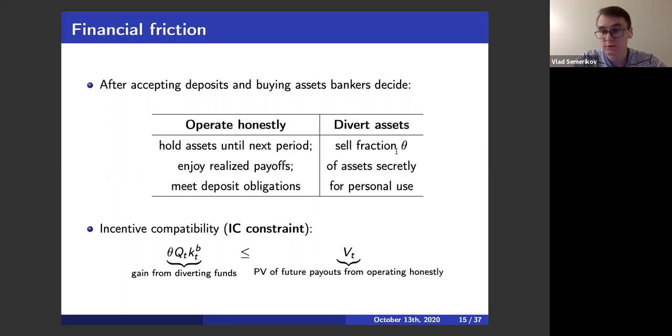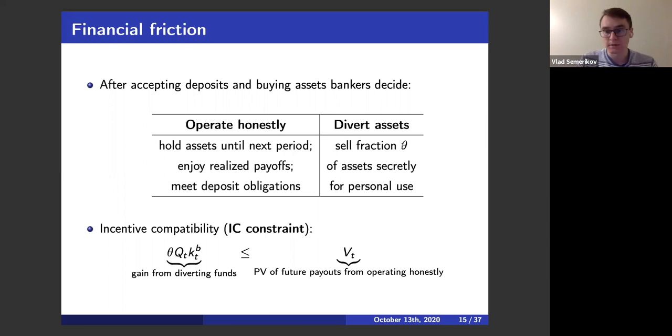So the fraction theta is between 0 and 1. This means that the bankers cannot sell a big amount of assets instantly. They can only sell some share of their assets. So these sales cannot be too fast in some sense. Therefore, theta is just the share, between 0 and 1.